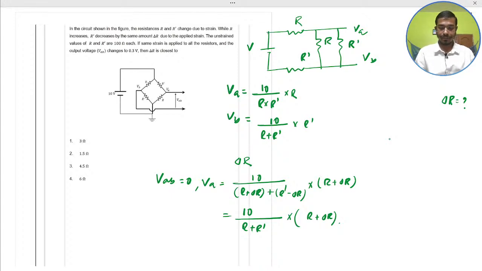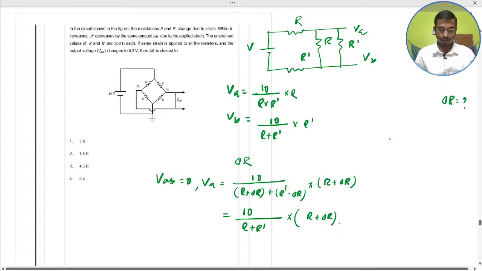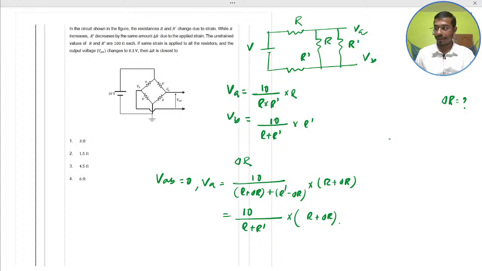Hello. Whoever gave me the solution, correct. The option should be the one, that means the 3 ohm del R. Correct answer.